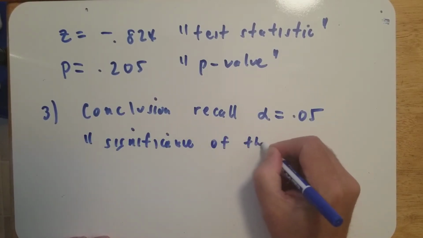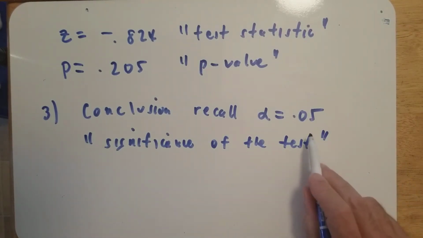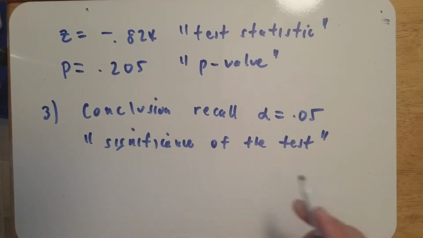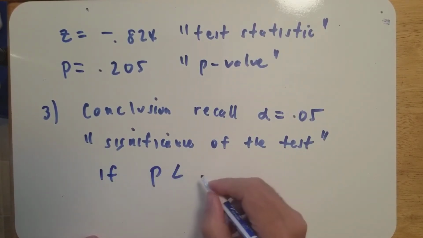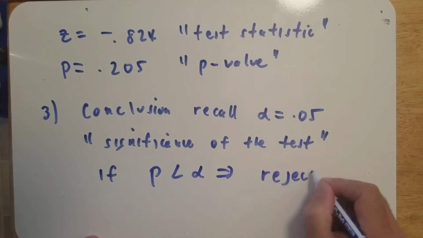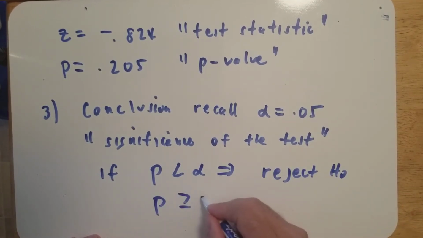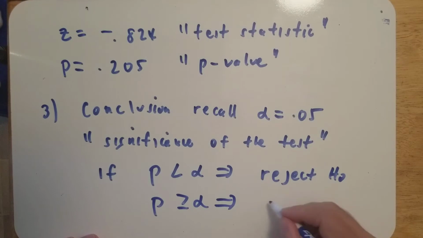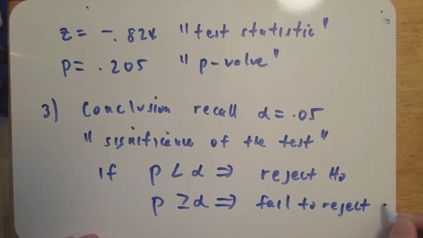Significance of the test. And we are going to compare that alpha value with the all-important p-value. So the principle is, if p is less than alpha, then we reject the null hypothesis. If p is greater than or equal to alpha, then we fail to reject H null.